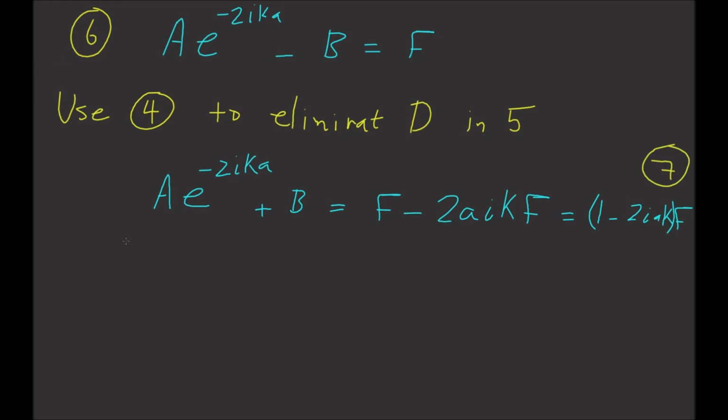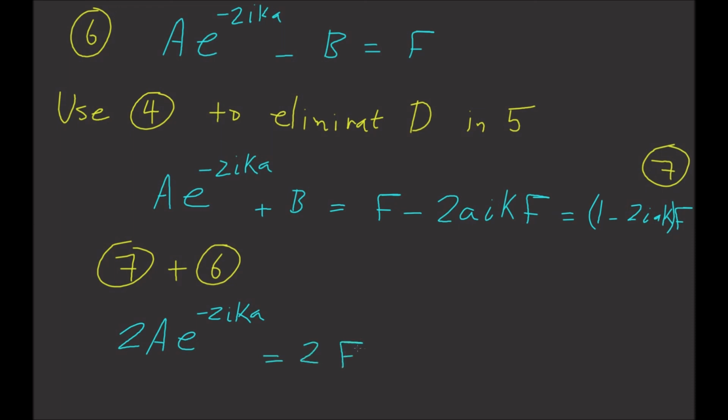So now let's take equation number 7 and add it to equation number 6. What do we get? We get 2 times A times e to the minus 2ika equals 2 times F times 1 minus ika.